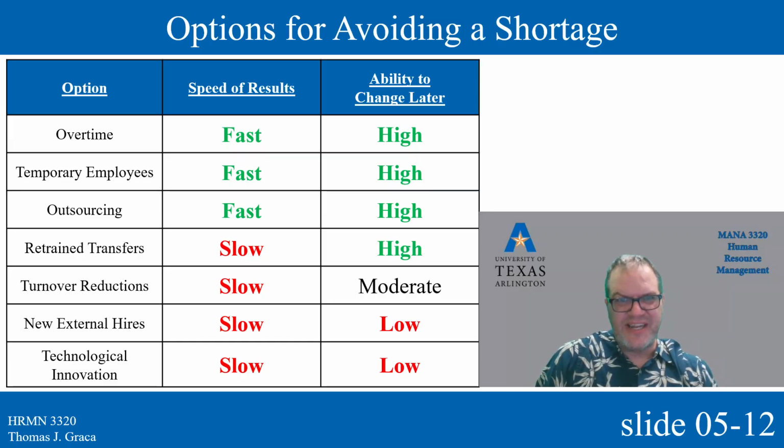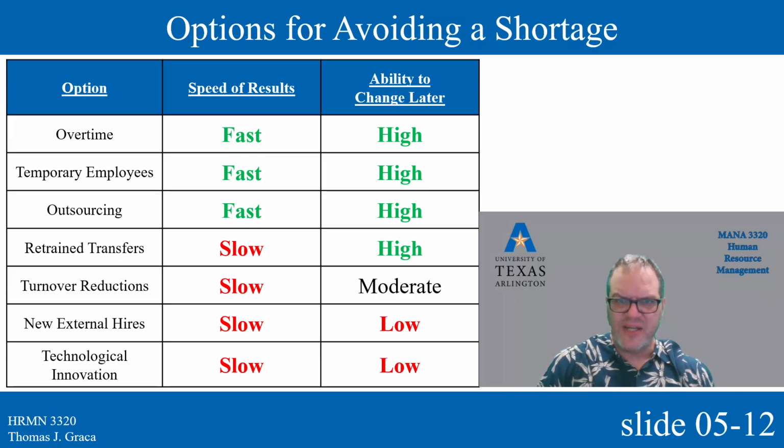Last approach identified here to avoiding a shortfall is the possibility of technological innovation, and by technological innovation, we're talking about automation, about finding a way to use machines and computers and other things to do some of the things that people were doing in the past. Speed of results is slow if we're going to try to develop the technological innovation. The speed of results could be more moderate to even fast if instead what we're doing is adopting a technological innovation that's out there that we just hadn't adopted yet, right?